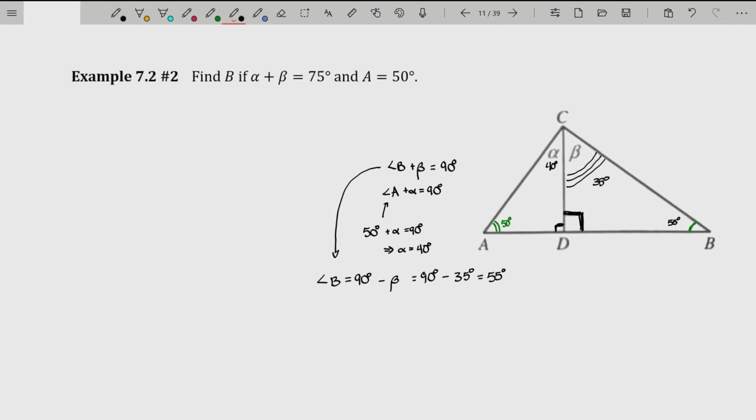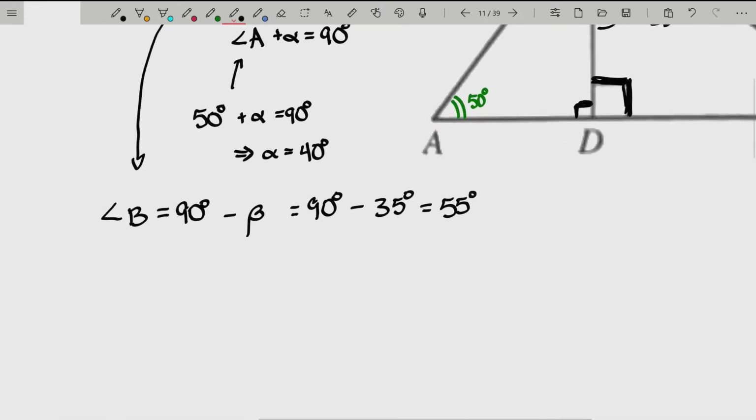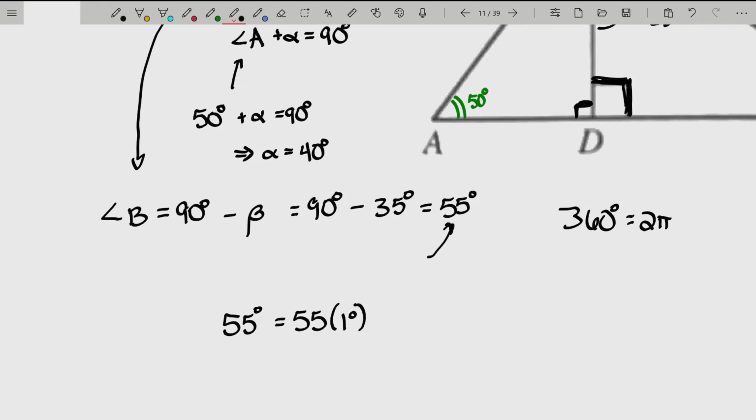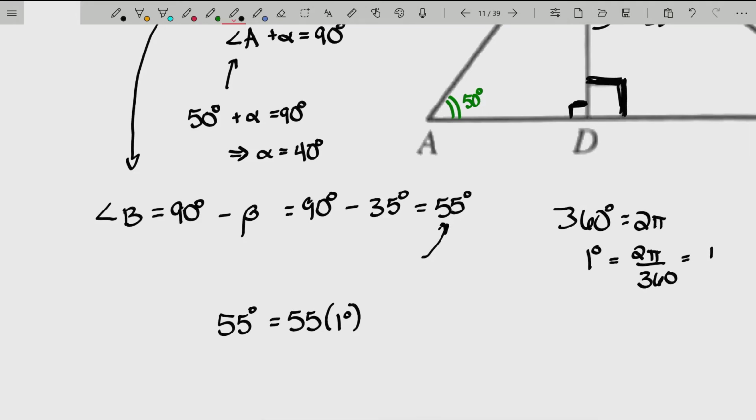So again, this video was just dedicated to getting us back into the mindset of dealing with triangles, dealing with angles, and all that fun stuff. And I should also take a moment and say, what if I wanted to convert these angles into radians? Remember, 55 degrees is the same thing as 55 times 1 degree. And we happen to know that 360 degrees is the same thing as 2 pi. So if I divide both sides by 360, I'll know that 1 degree is 2 pi over 360, which is pi over 180 radians.